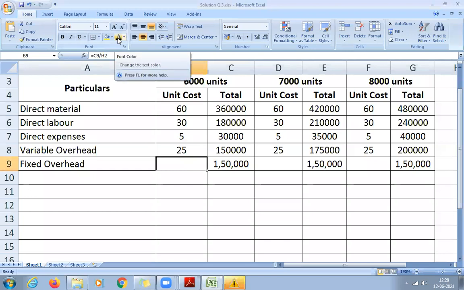25 rupees. Yeah, correct. Now again you calculate 1.5 lakhs divided by 7,000 units. 21.43. Yeah, correct. Next, 1.5 lakhs divided by 8,000 units. 18.75. Others, how much are getting? Is it correct? Yes, sir. 18.75 everybody is getting. I also got same answer.